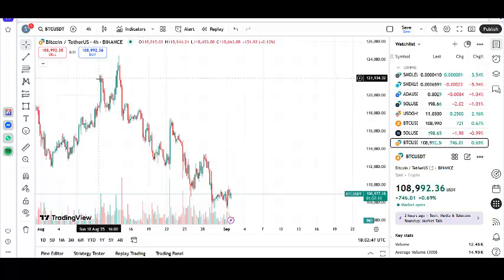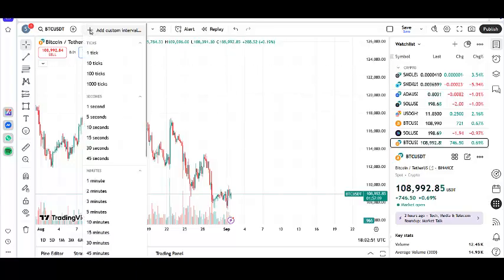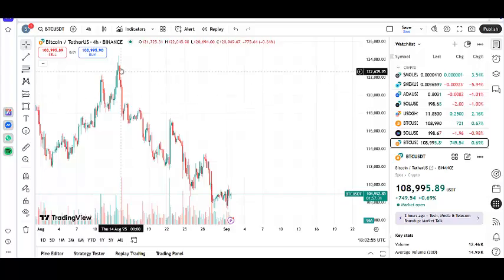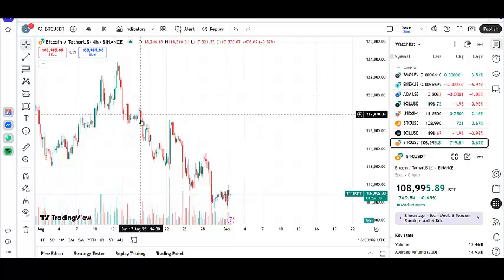Let's do a quick market analysis. Let's see where the market wants to get to. So we are seeing a clear downtrend on Bitcoin, right? Lower low, lower high, lower low, lower high, lower low, lower high.